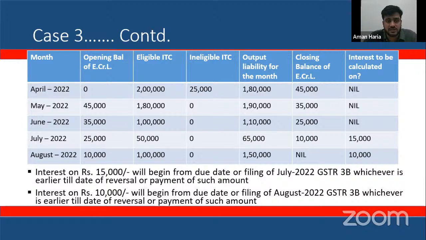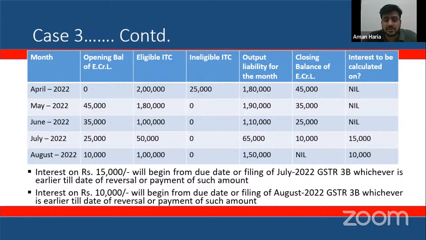So for example, as we discussed, in April month, your actual eligible ITC was 2 lakhs, but you claimed ineligible ITC of 25,000. So as a result, you claimed a total ITC of 2,25,000. Your output liability for the month was 1,80,000 rupees. As a result, you have a closing balance in your electronic credit ledger after filing GSTR 3B of April of 45,000. Since this amount is greater than 25,000, no interest liability will be triggered immediately.